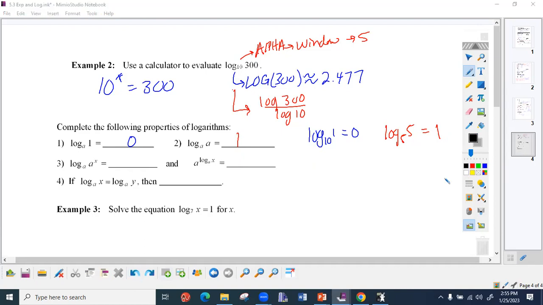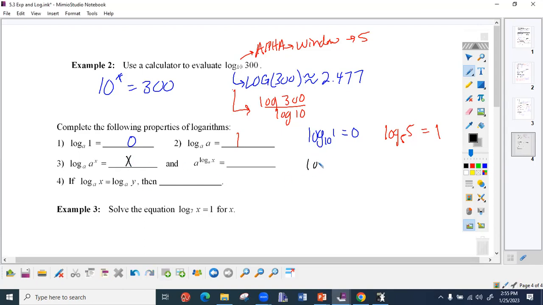Next, our next property. This also applies when you have a power. So when you have a power on your argument, that's going to be all that's left standing. And why is that? That's because your log base a of a is already 1, right? And then all that's left remaining is your x. So this would equal x.